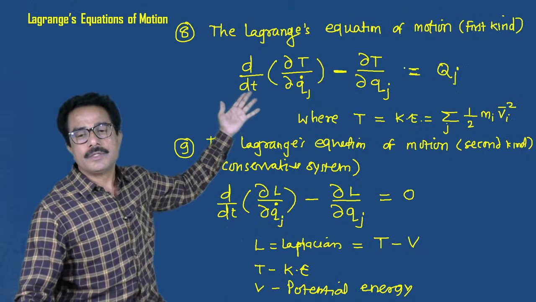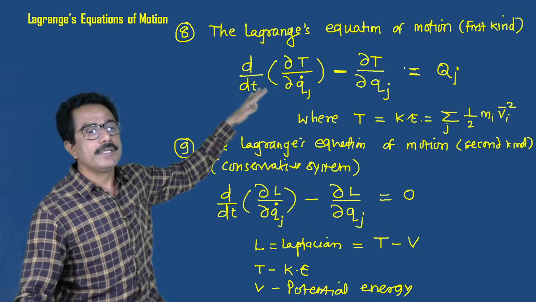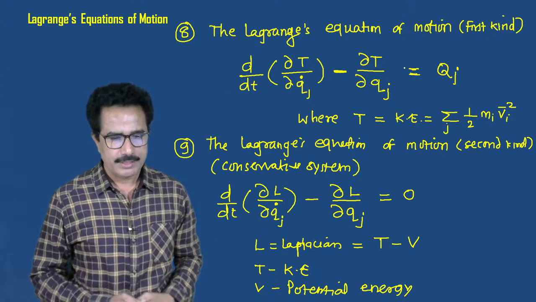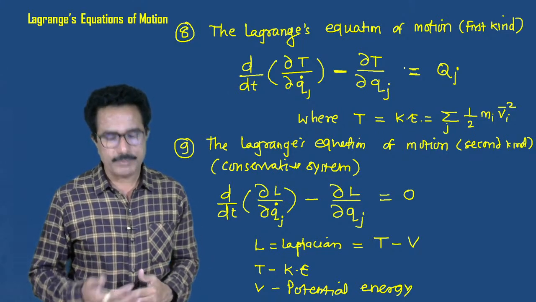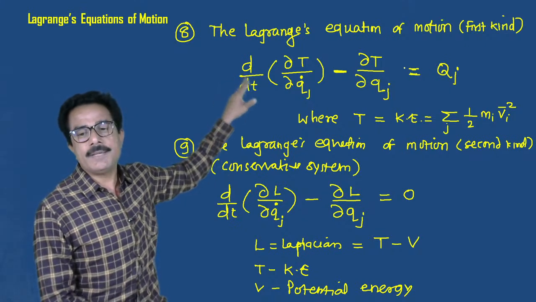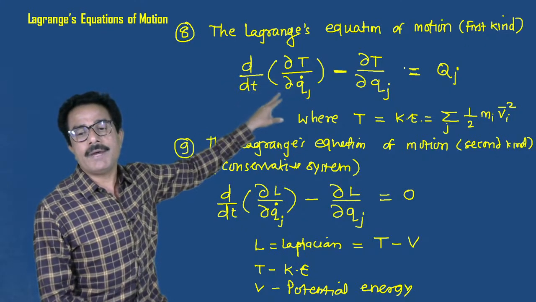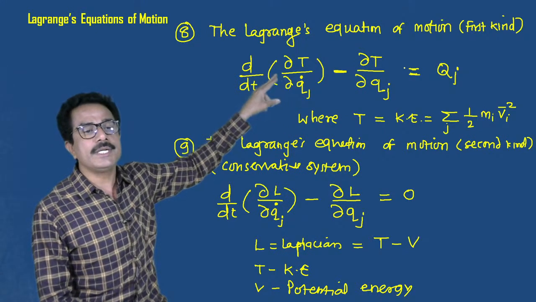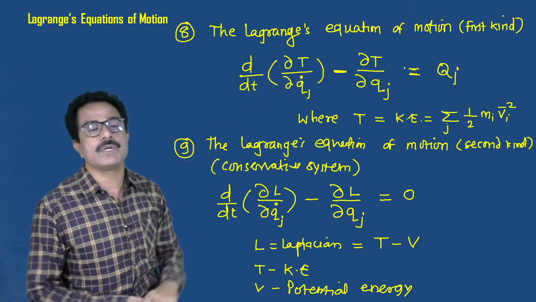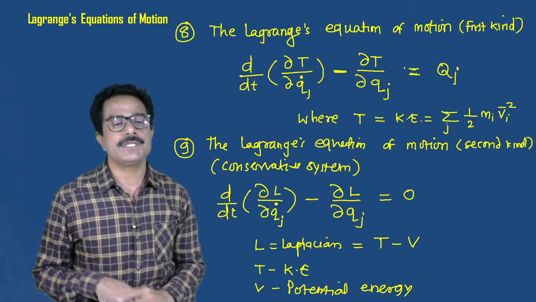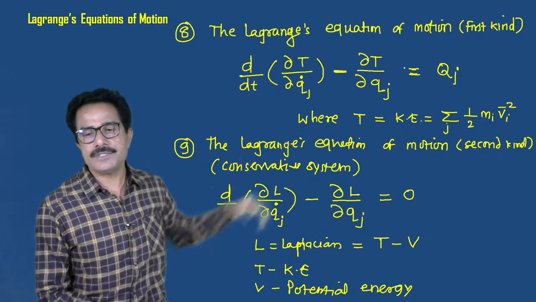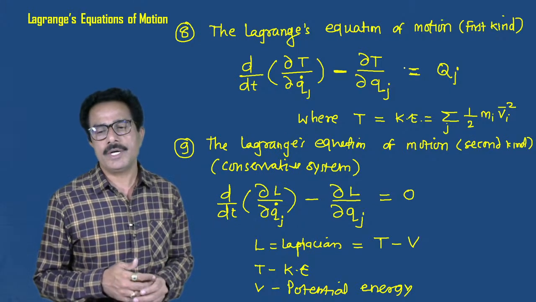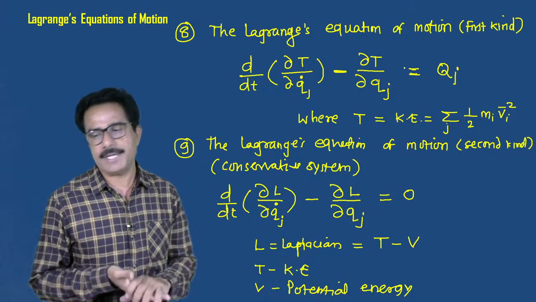Also, this is the Lagrange's equation of motion of the first kind: d by dt of dou T by dou qj dot minus dou T by dou qj equals Qj, where T is the kinetic energy, summation over 1 by 2 mi vi square.